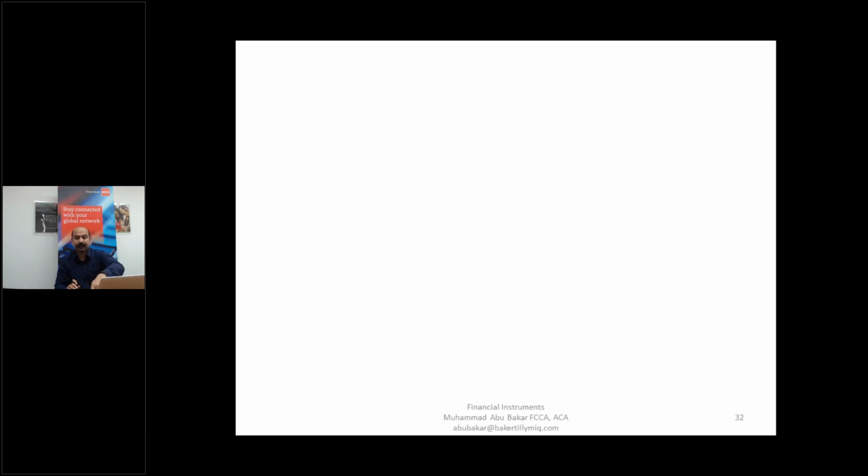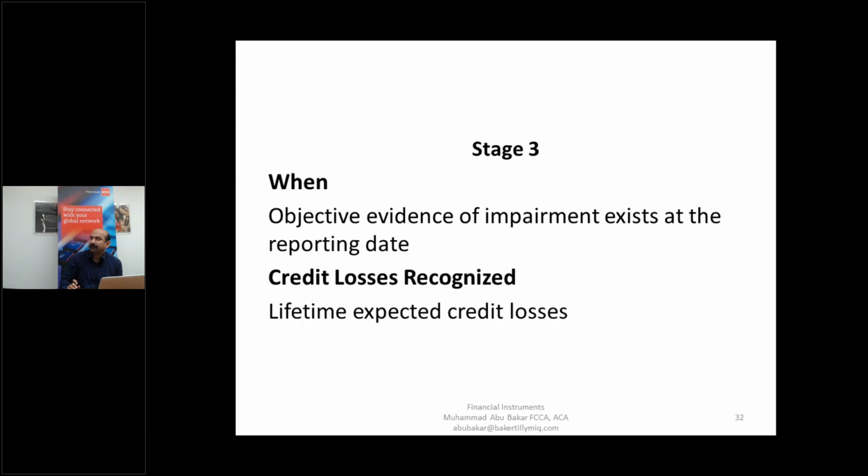Then is basically stage 3. If the credit risk of a financial asset increases further to a point where it is considered to be credit impaired, it falls into stage 3 of the model, as objective evidence of the impairment exists at the reporting date. If these financial assets fall into this stage, then you will have to recognize the lifetime expected credit losses, as we can see in case of stage 2.